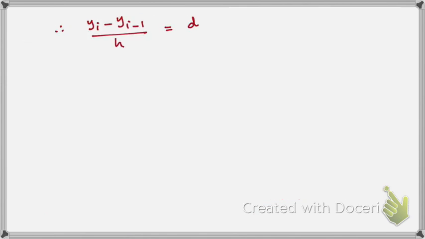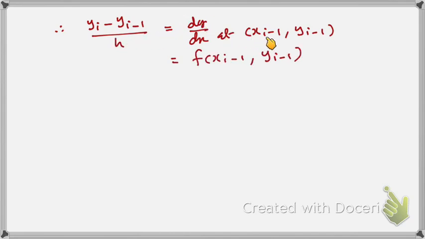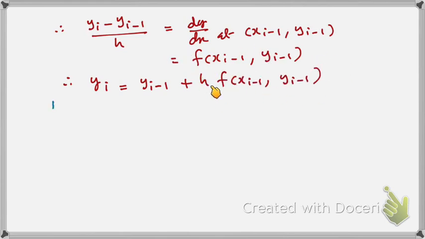So I'm going to say this slope which I calculated for PQ is dy by dx at xi minus 1, yi minus 1. But dy by dx is equal to f of x, y. That's what they told you, the differential equation. At xi minus 1, yi minus 1, f of x comma y will become f of xi minus 1, yi minus 1. I cross multiply h to the other side, so it is h times f of xi minus 1, yi minus 1. Then I move this minus yi minus 1 to the other side, it becomes plus there. So I get a formula for yi.